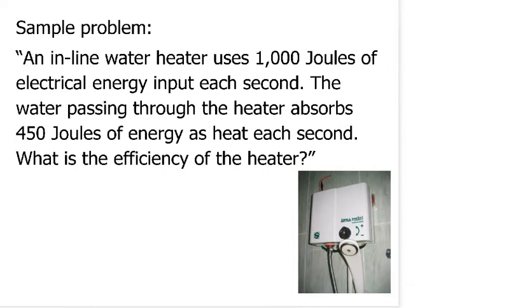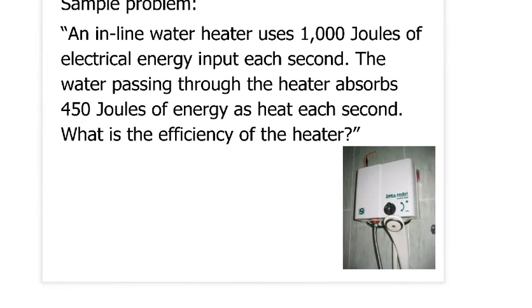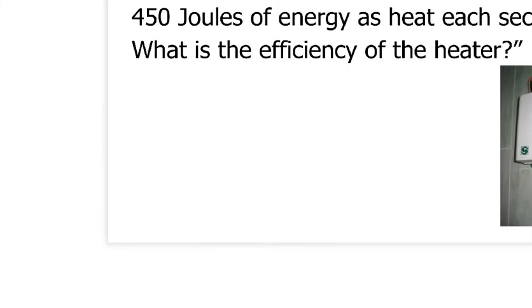Again, here's a sample. So let's just take that water heater that we were looking at before, and we'll put some numbers to it. So we say an inline water heater uses 1,000 joules of electrical energy input each second. All right, that would be a 1,000 watt heater. Then the water passing through the heater absorbs 450 joules of energy as heat each second. What is the efficiency?